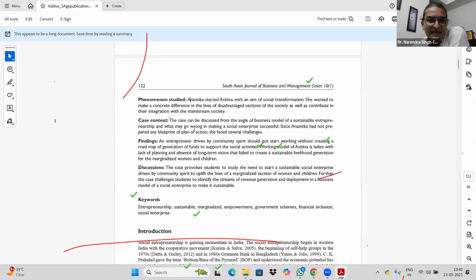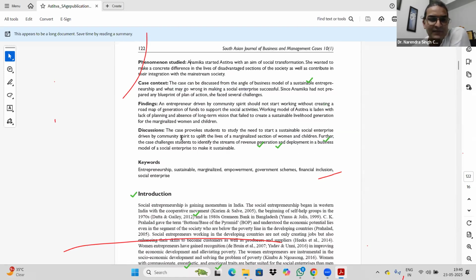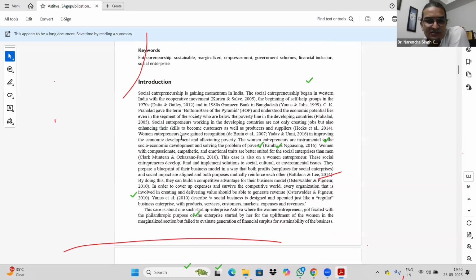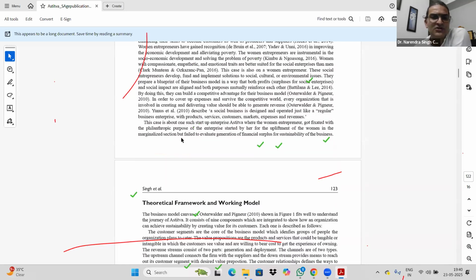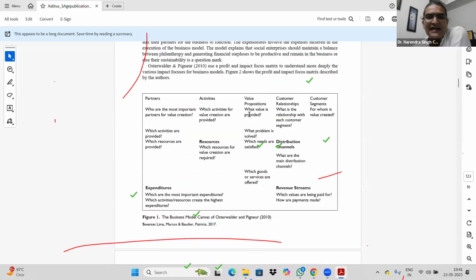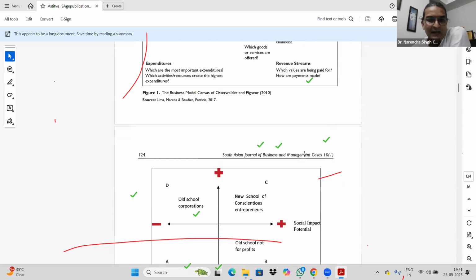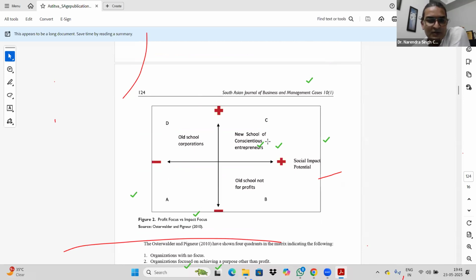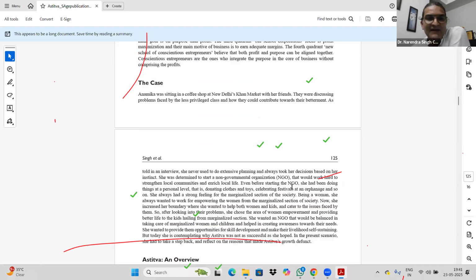All right. So the case context, as you could see, and then the findings and the discussions they have done. This is the introduction. They have talked about what social entrepreneurship is all about, and they have given a little bit of literature. And this is the model that has been given, that is partners, activities, resources, expenditures, distribution channels, and the revenue stream. That is coming from the theory itself. Now you could see old school corporation, new school of conscious entrepreneurs, old school not-for-profits, and the social impact. And then they have talked about the case.